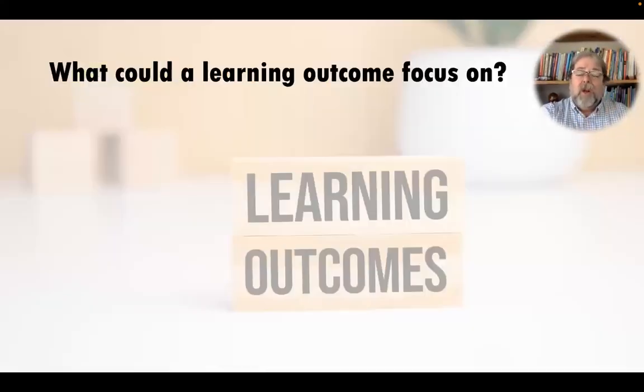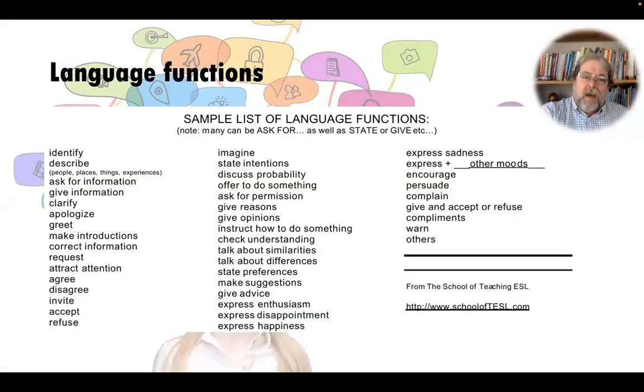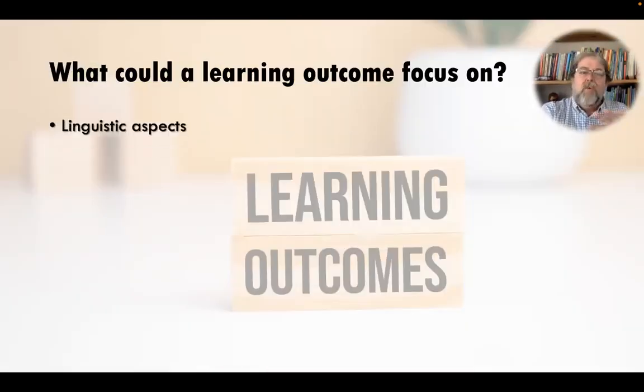So what could a learning outcome focus on? In general, traditionally, we focus on linguistic aspects, right? To get the students to talk about the past, that is linguistic, right? And if you look at the functions, that doesn't appear as a function. So we're going to leave the linguistic aspects aside, but we're going to focus on skills development. Skills are listening, reading, speaking, and writing. They should be able to listen to a conversation and identify who the speakers are and what they are speaking about. That is a function.